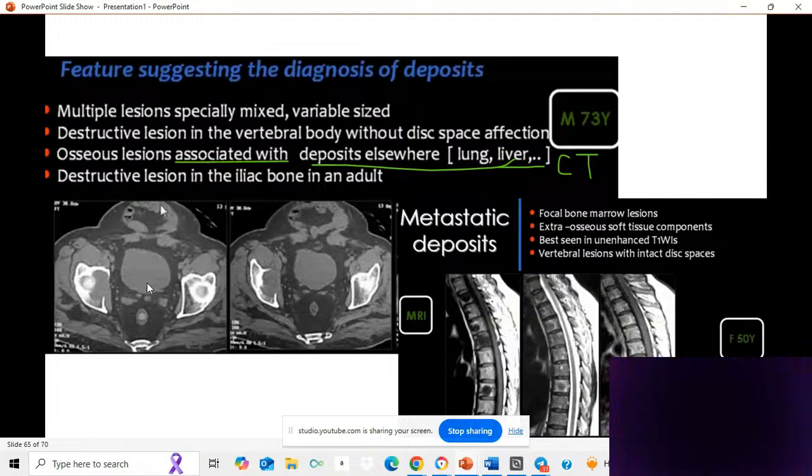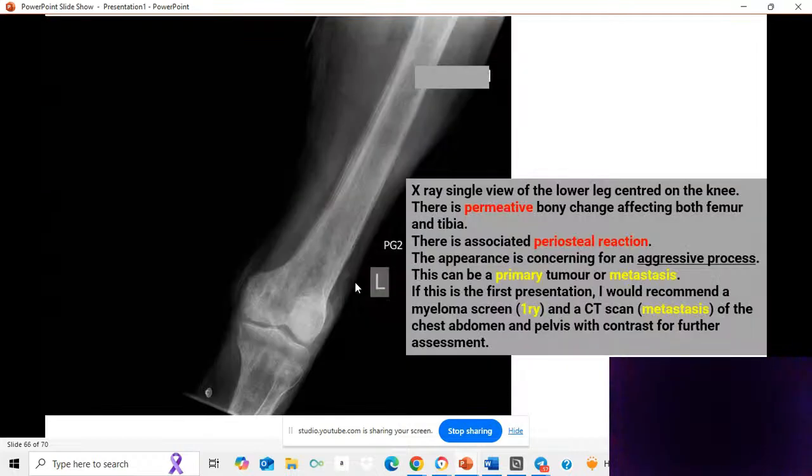The second finding that will be highly suggestive of metastatic deposit is if you find a destructive lesion in the iliac bone in an adult. So a destructive lesion in the iliac bone of an adult is highly suggestive of metastatic deposit. Let's start our case.